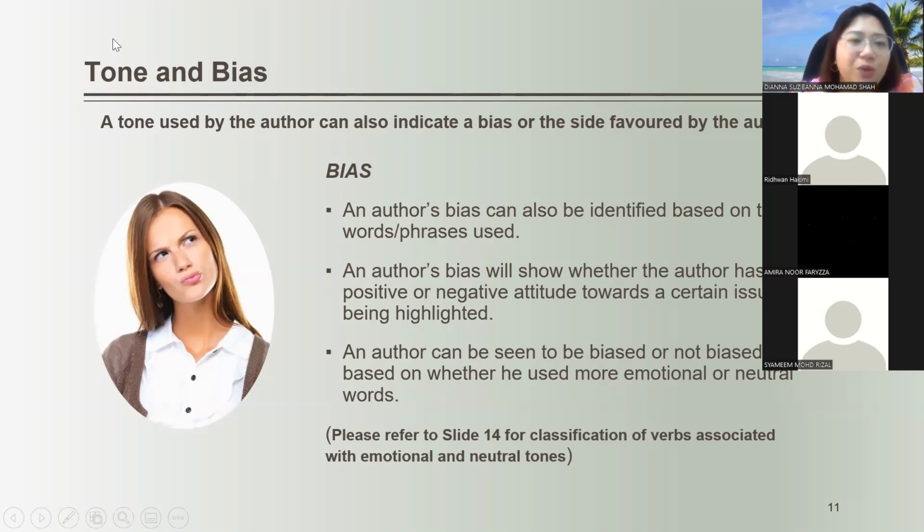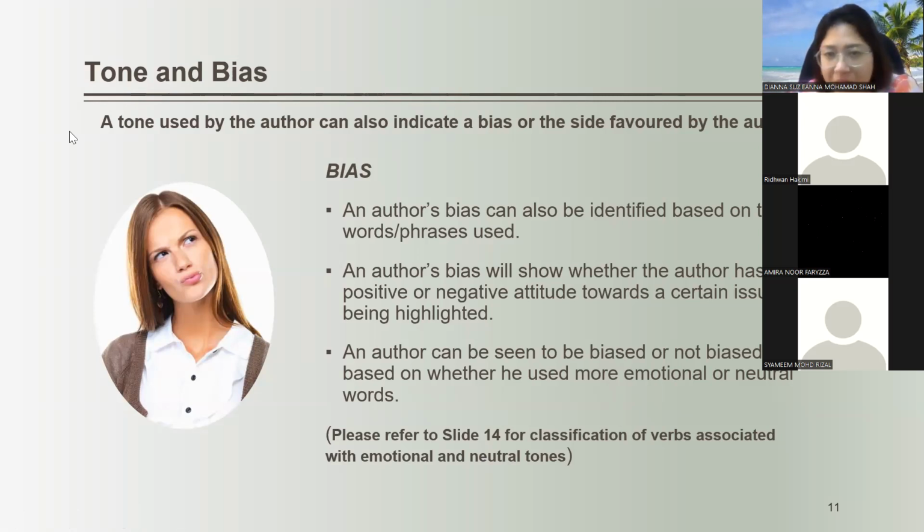Okay, so now we're moving to the next slide, which is tone and bias. Okay, remember when it comes to bias, it involves the idea of persuading, because there are two notions, whether to agree or to disagree, propose or oppose. Okay, so a tone used by the author can also indicate a bias or the side favored by the author, definitely.